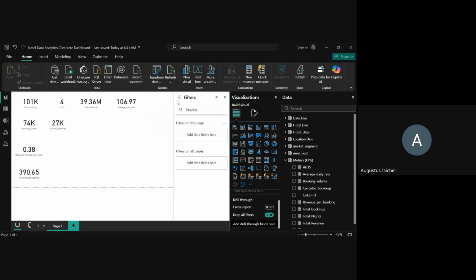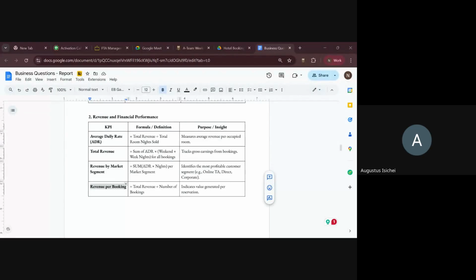Let's check to see what metrics we've calculated. So we've done the metric for the average daily rate, which is this formula. We use total revenue divided by total room nights sold. Then we did total revenue, which is the sum of ADR times the weekend plus weeknights for all bookings. Then I said this revenue by market segment is going to be a visualization for each market segment. The revenue per booking, we also calculated. If you want to see the revenue per market segment, let me just show that before I end the second part of the video, and then we'll continue in the next part.